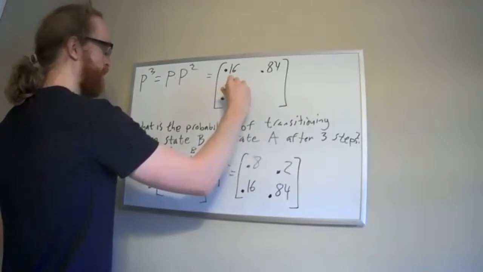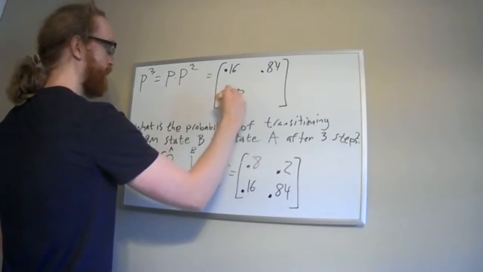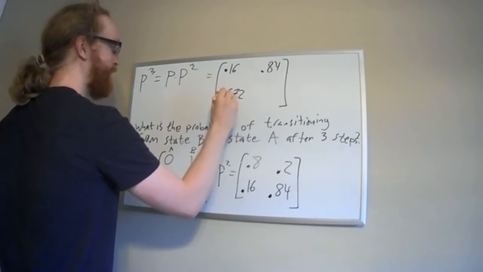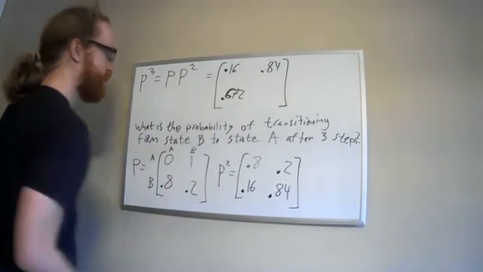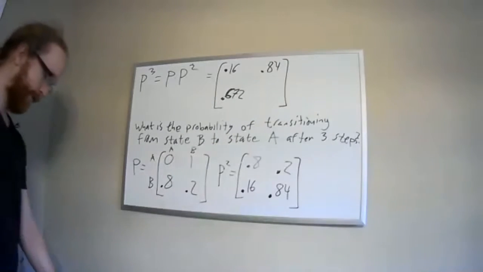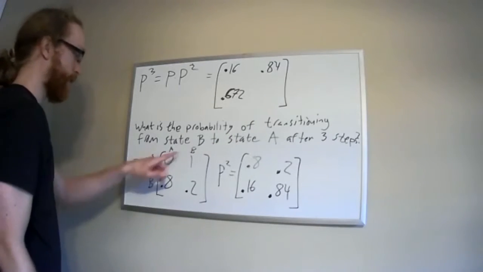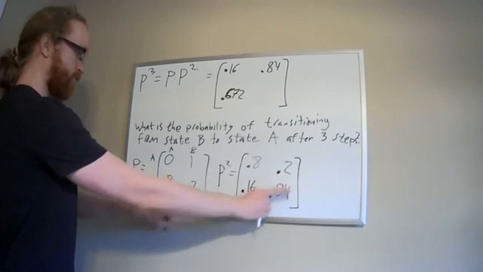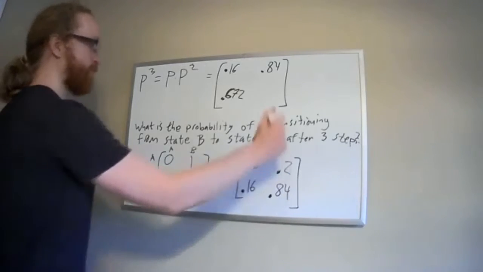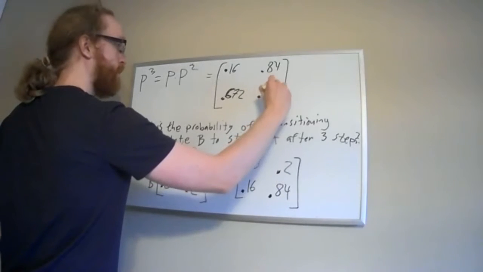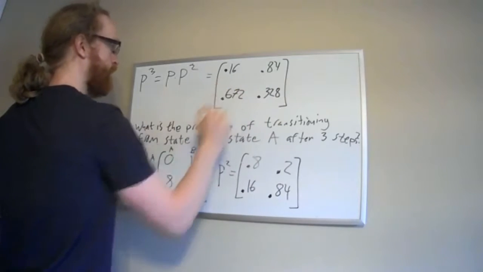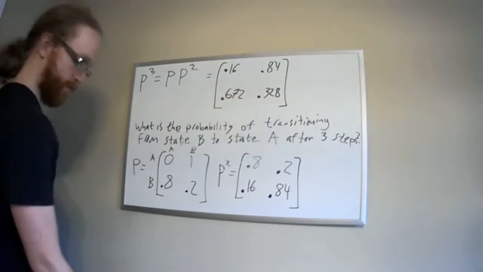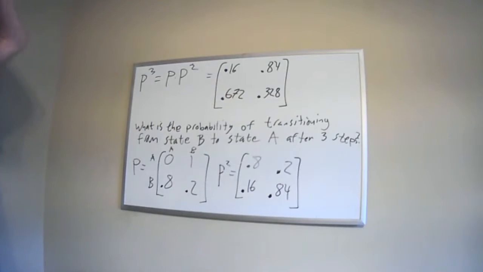I will admit, I calculated these out beforehand, so I know my numbers are right this time. You guys might check them yourselves as we go. And then 0.8 times 0.2 plus 0.2 times 0.84 actually is 0.328. And you can check, these add up to 1 as well. Okay, so this is my third power.